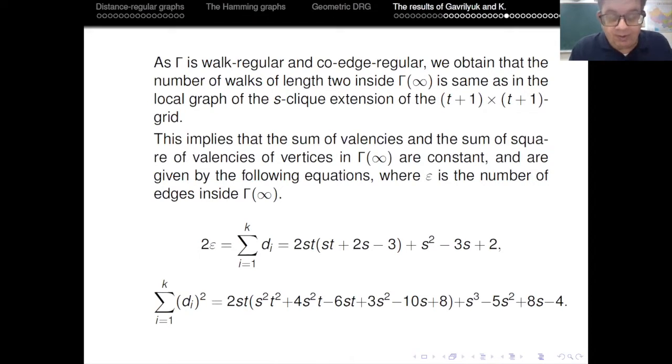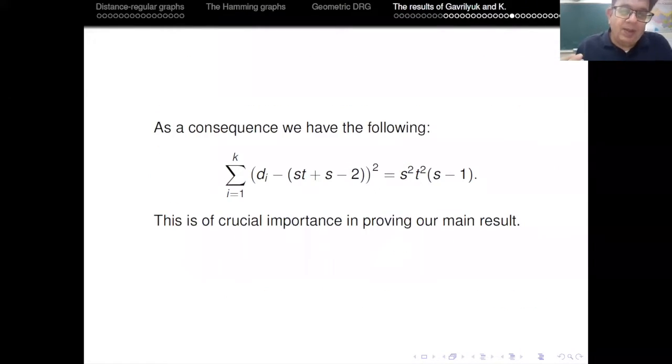And the other expression is, if you want to count the paths of length 2 in the local graph, you only have to look at the vertex and look at the two neighbors of the vertex. That is how you can look at it in two ways. If you look at the middle vertex of that path of length 2, then you get the expression as I show here below. So we are going to use this, and as a consequence, we get this particular expression.